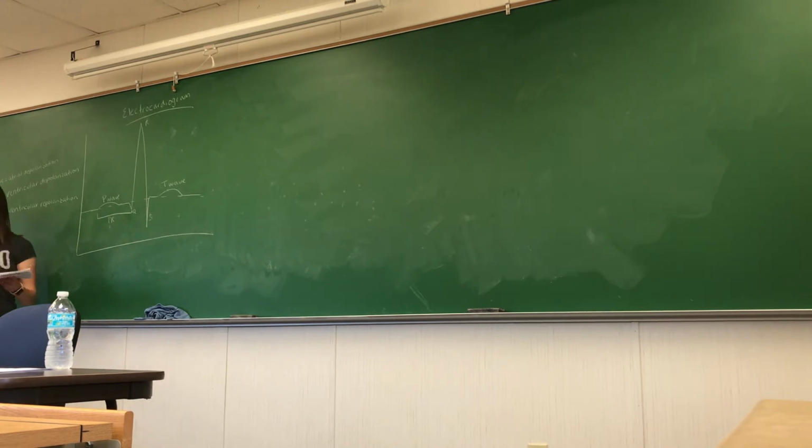So what is the PR interval? Just looking at what we already know, the P wave, right? We already know the P wave is atrial depolarization. And then the QRS complex is the start of the ventricular depolarization. So this little area right here is from the start of atrial depolarization, so the start of the atrium contracting, to the start of the ventricles contracting.